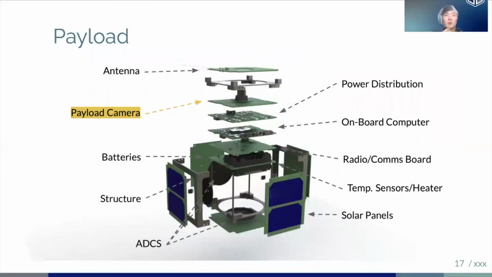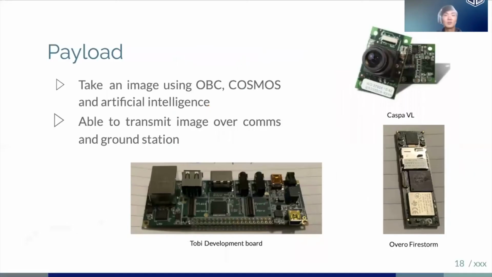Next up, we have the payload subsystem. So on the right, you can see our camera that we chose from last semester, which is the Caspa VL. And we have these different boards that help control the camera as well. We're planning on taking an image of the Hawaiian Islands using OBC, Cosmos, and artificial intelligence. And we also want to be able to transmit the image over comms and ground station.